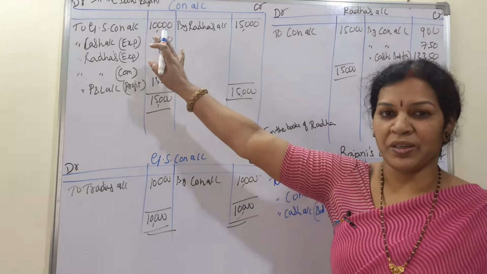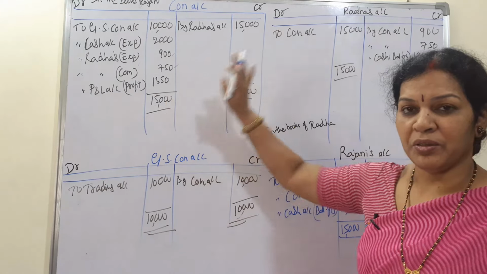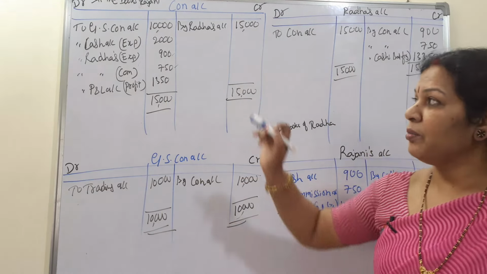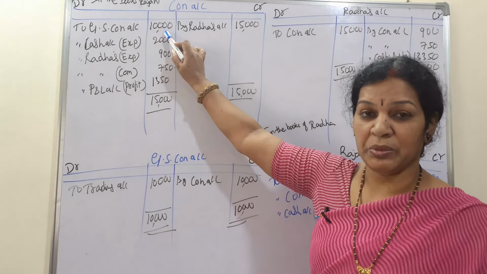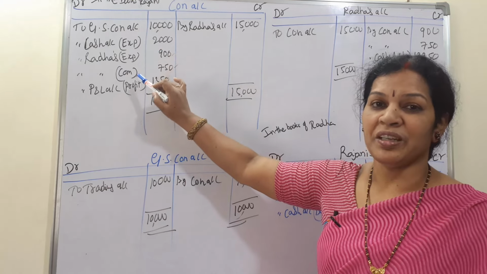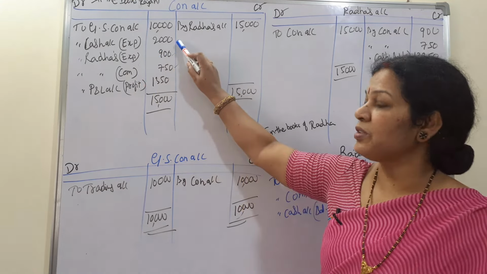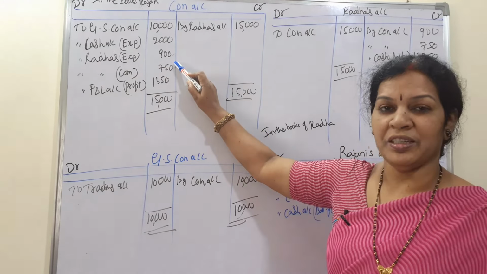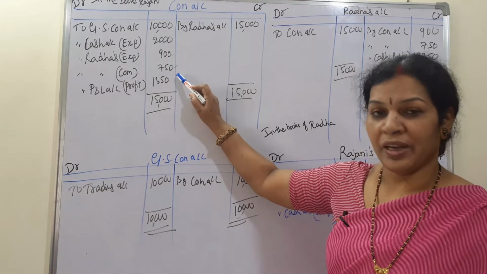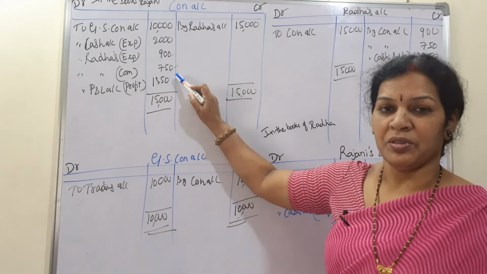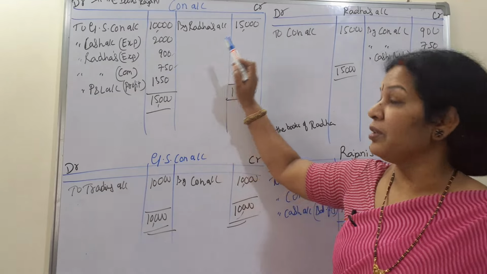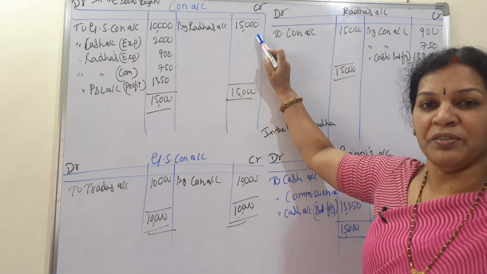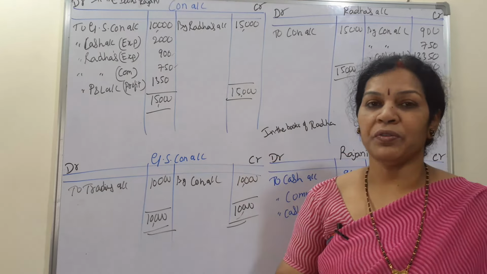In the books of the consignor we have prepared the consignment account, the consignee's account and the goods sent on consignment account. What have we written? Goods sent on consignment, debit side. All the expenses and commission will be on the debit side. Expenses of consignor 2000, expenses of consignee, Radha's expenses 900, and commission also. So Radha's commission, and when Radha sold goods, it comes on the credit side, by Radha 15,000. So we got a profit of 1350.